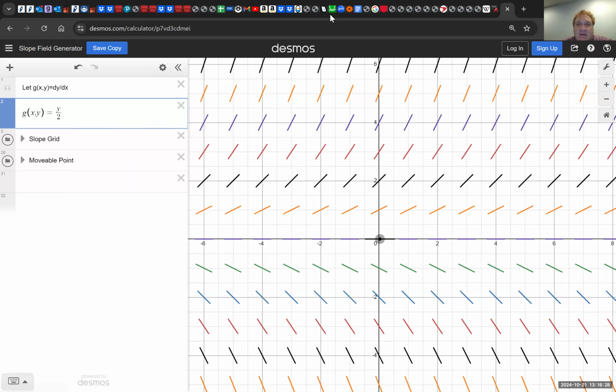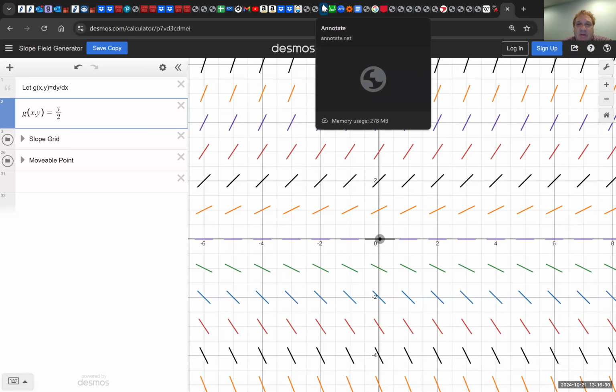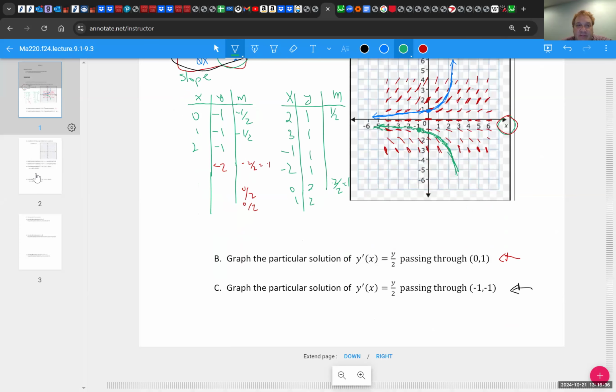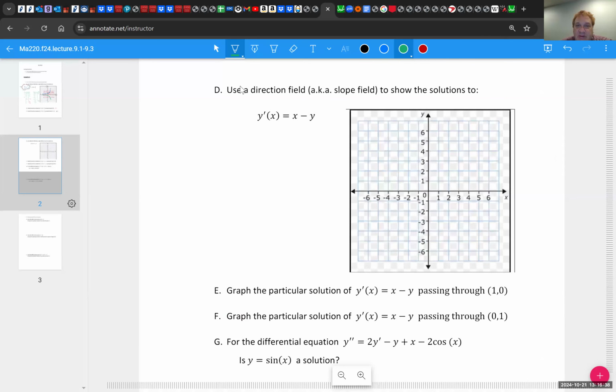All right, so let me go back to the tab here. Let's look at another of these examples. Here's a direction field for this function. Here I have y prime of x equals x minus y. So here I have both variables x and y in my differential equation.